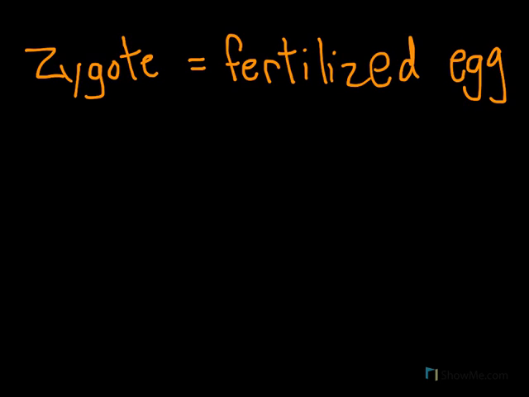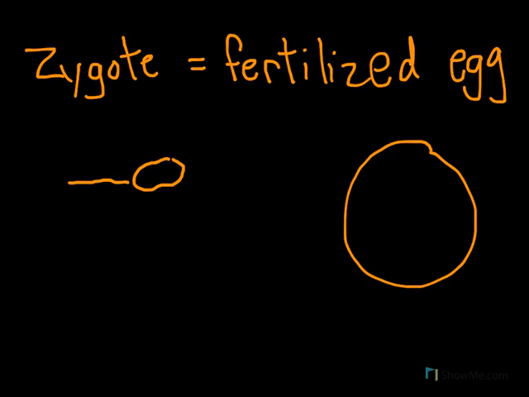Well, the zygote is the fertilized egg. It is basically the first cell that has all of your chromosomes in it that's going to make you who you are. How is a zygote formed? Well, zygotes are formed from the two sex cells, sperm and egg. So here we'll have sperm from the male and egg from the female.